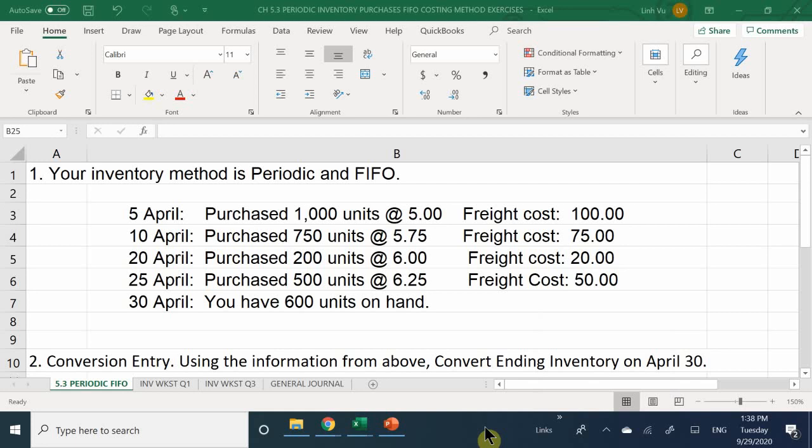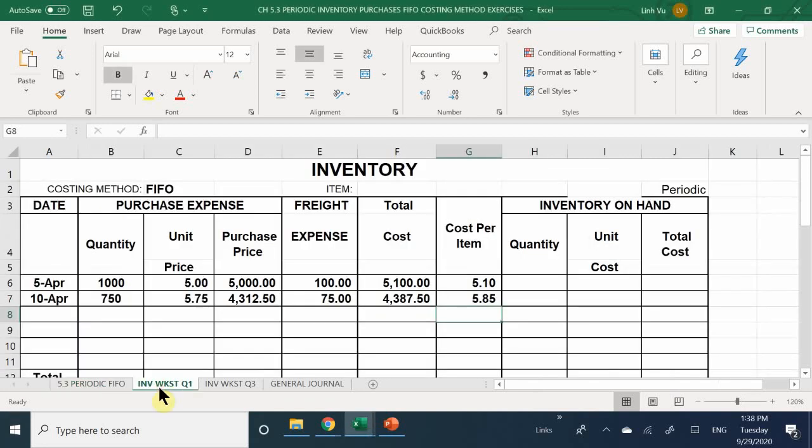All right, okay, so Robin, go ahead. So April 20th, you said, yes. Yes. Purchased 200 units at $6 each, and the freight was $20. Okay. So again, back to my inventory worksheet. So I'm on April 20th.